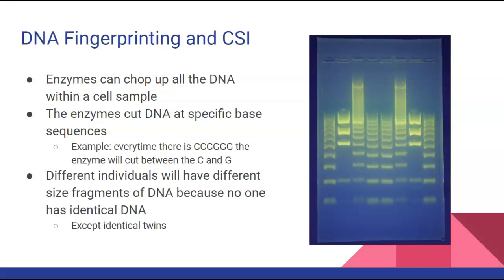Although all humans have about 99% identical DNA, that 1% is actually quite large because there are about 3 billion base pairs in a human genome. So even a 1% difference is quite significant, and different individuals will have different size fragments. Then when you run them, you can match up the different size fragments.